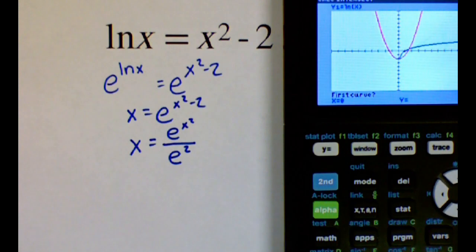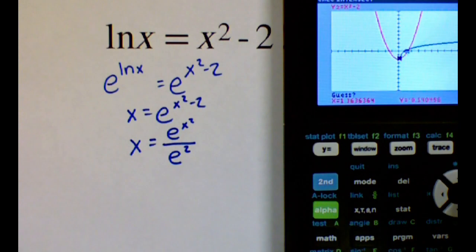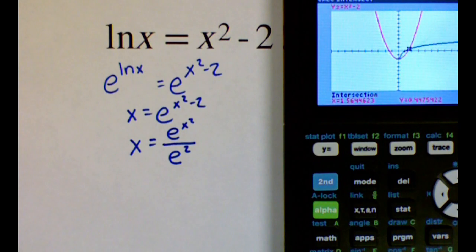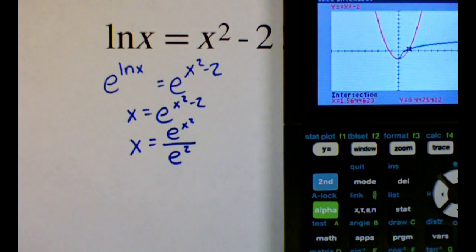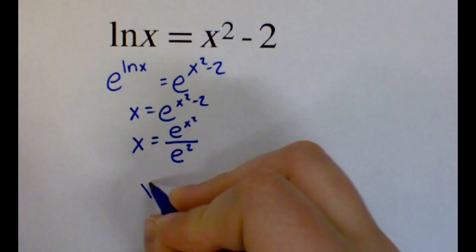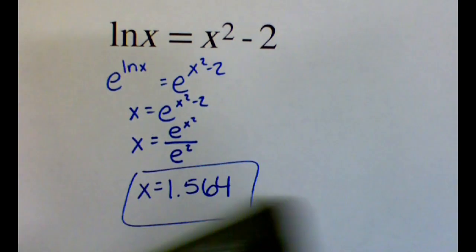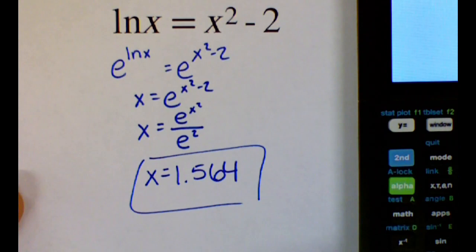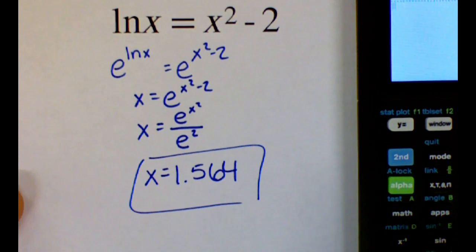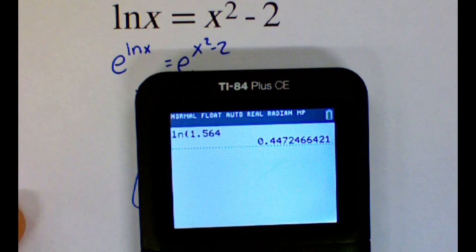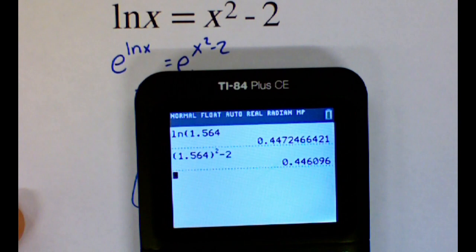First curve, yes. Second curve, yes. Guess, go over by that guess. They intersect at 1.564, 0.4475. That means that x must be that x value, 1.564. To double check that, natural log of 1.564. There we go. And 1.564 squared minus 2. They're pretty darn close to the same value. No problem there.